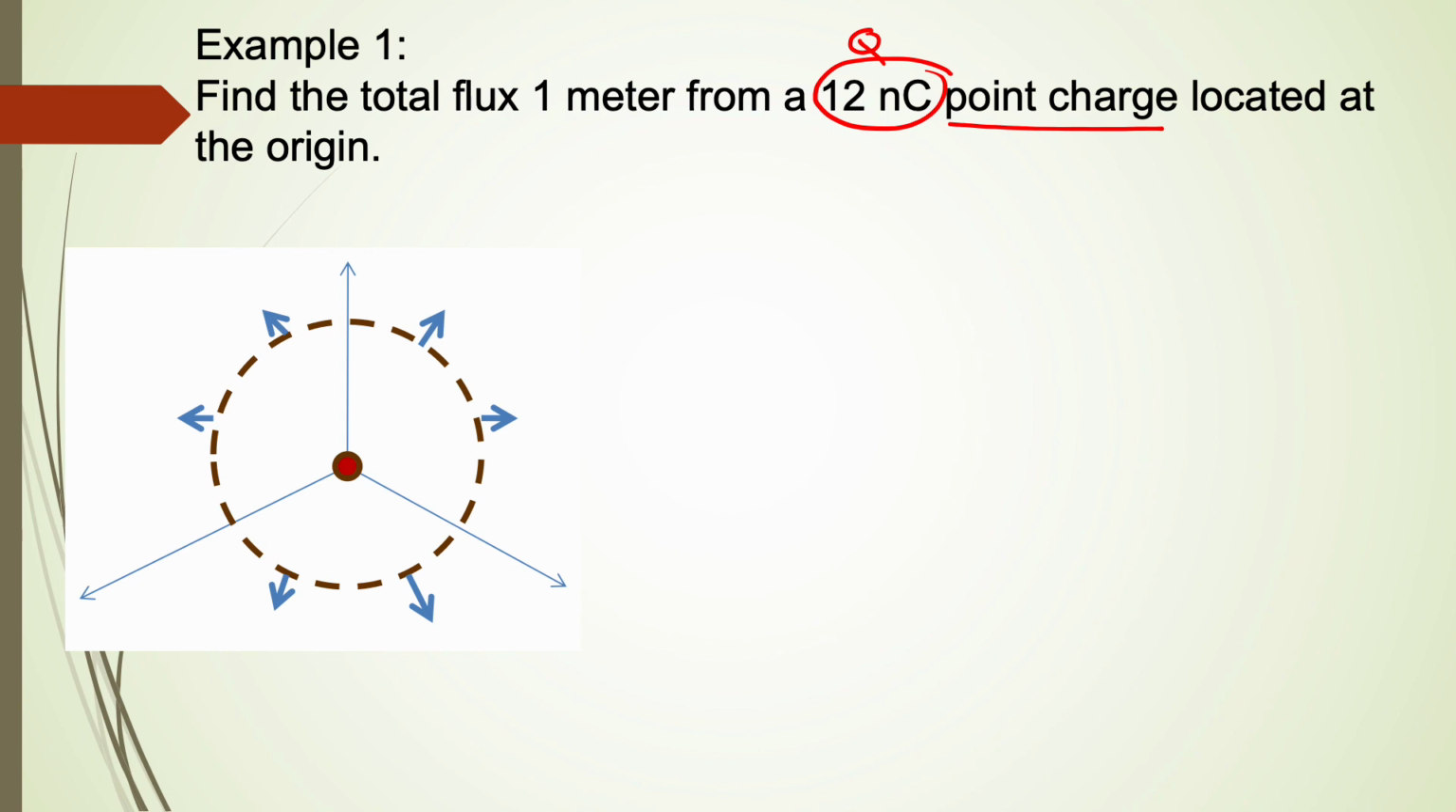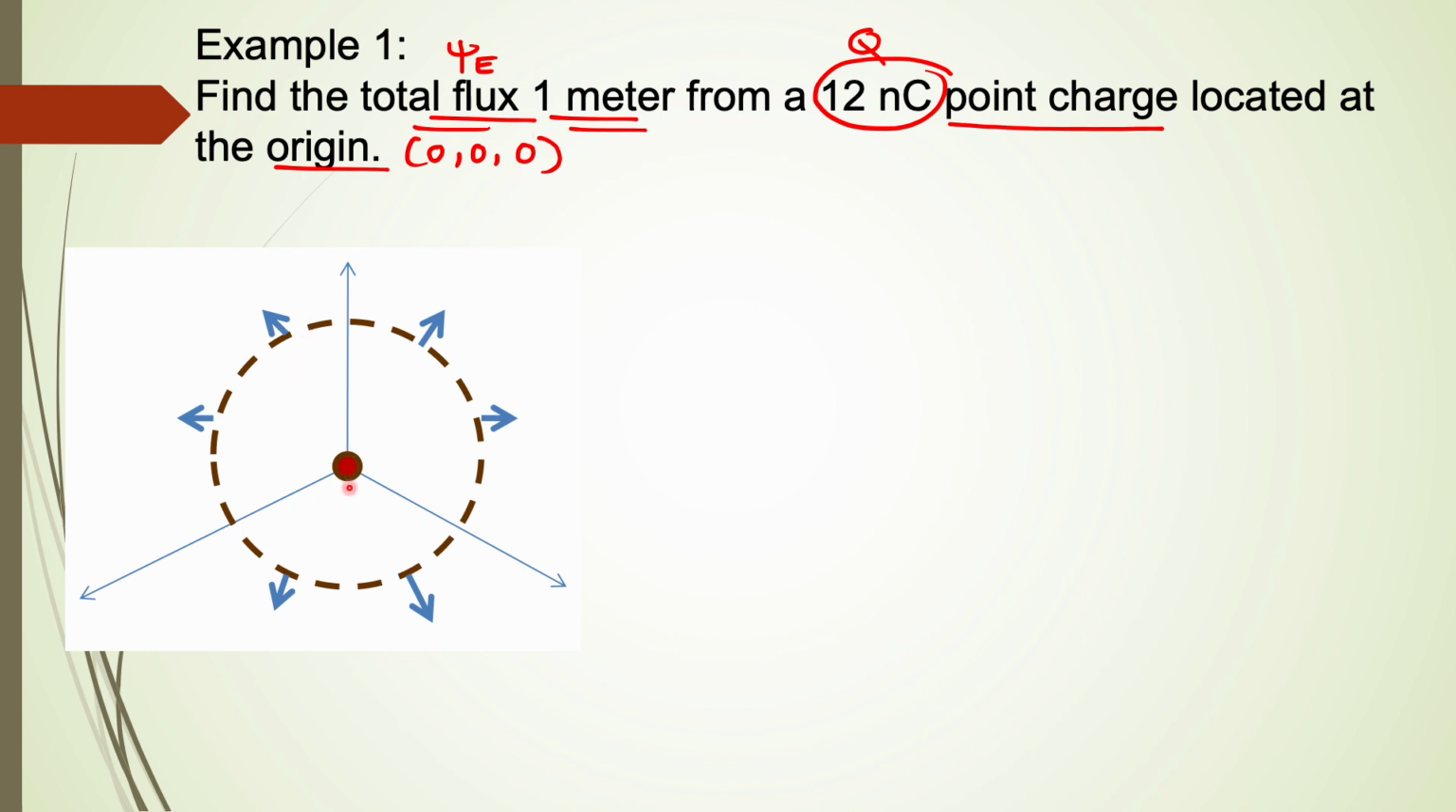And where is it located? It is located at the origin, meaning 0, 0, 0. And what do we need to find? We need to find the total flux, so total flux is psi e, at 1 meter. If we can illustrate it, or draw the diagram based on the information from the question that we have here.